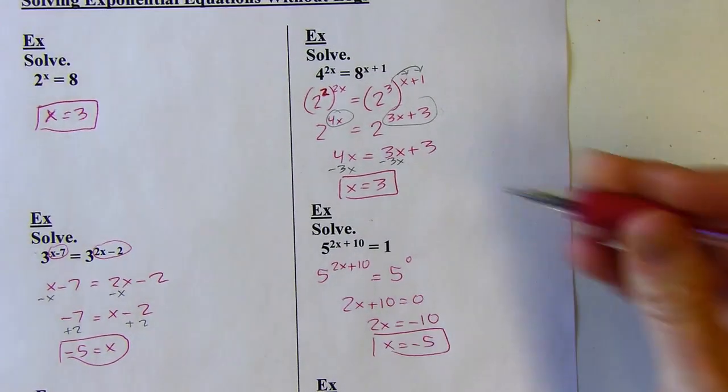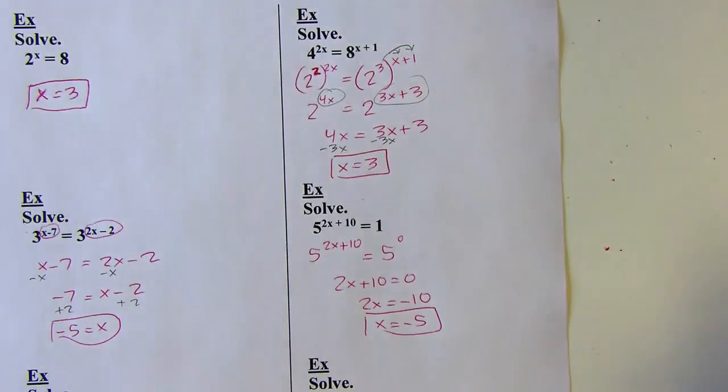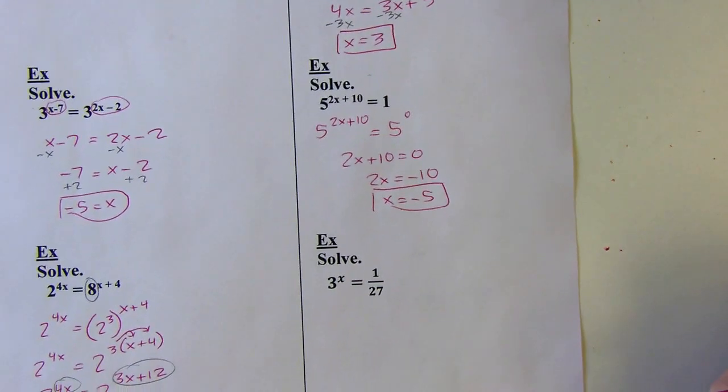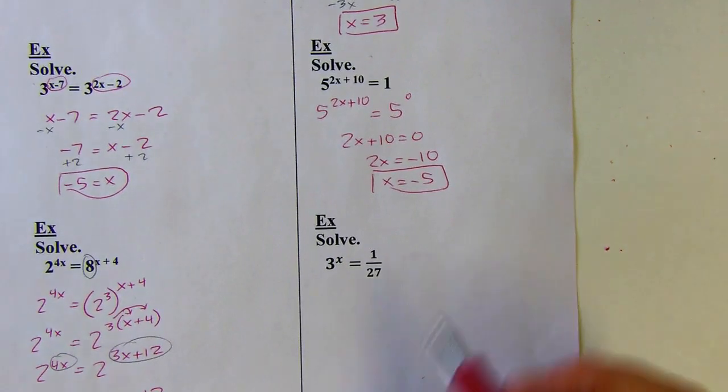So that means 2x equals negative 10 and x equals negative 5. And you can always test out these answers, right? Go back to the original equation and plug your x value in and see if it works. Okay. Here's another one that is a little trickier.